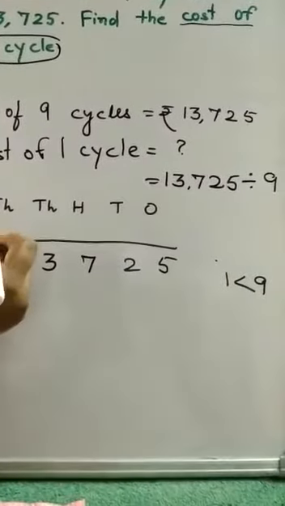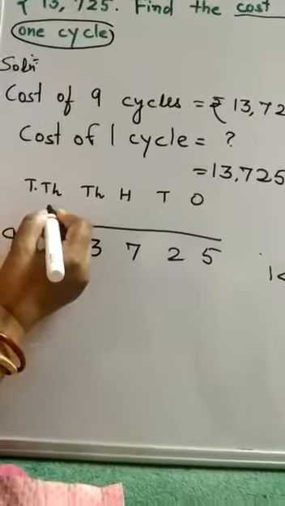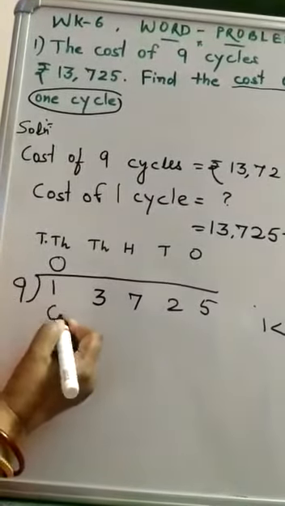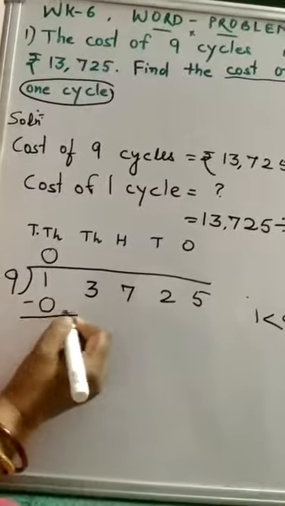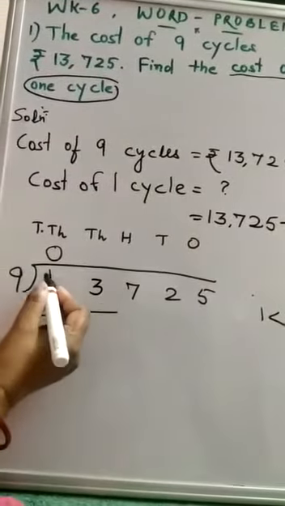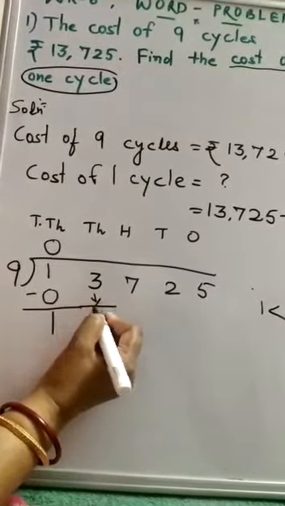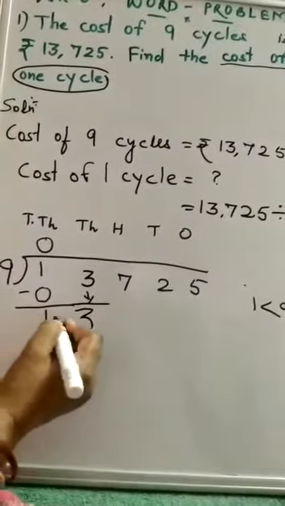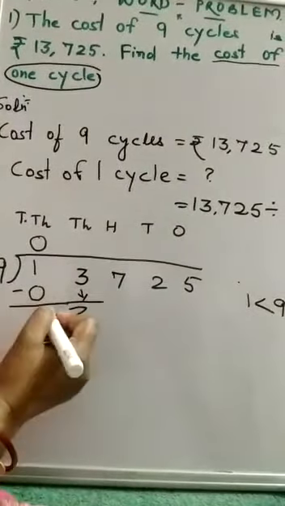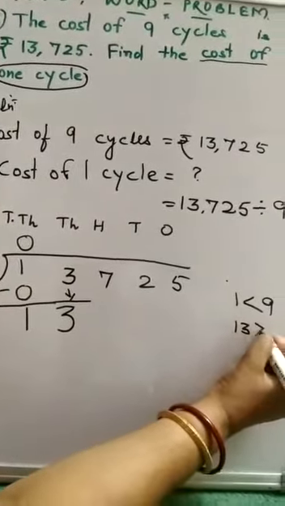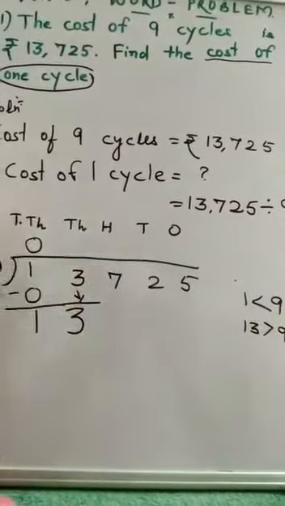So I will multiply 9 with 0 at the ten thousands place. 0 times 9 is 0. Now subtraction: 1 minus 0 is 1. Now I will put down this 3 along with 1. Now it becomes 13,000, which will be divided by 9. Here 13 is more than 9, so I will start the table.